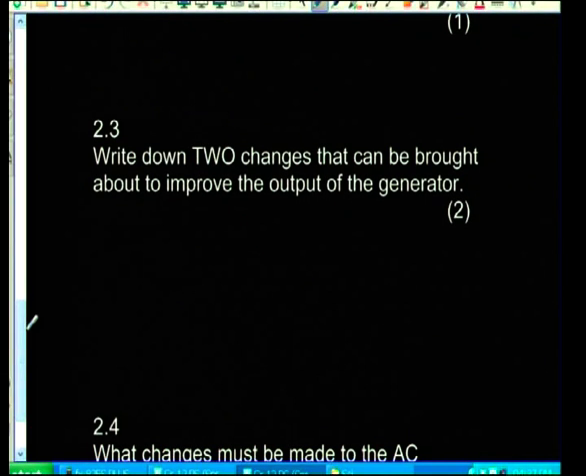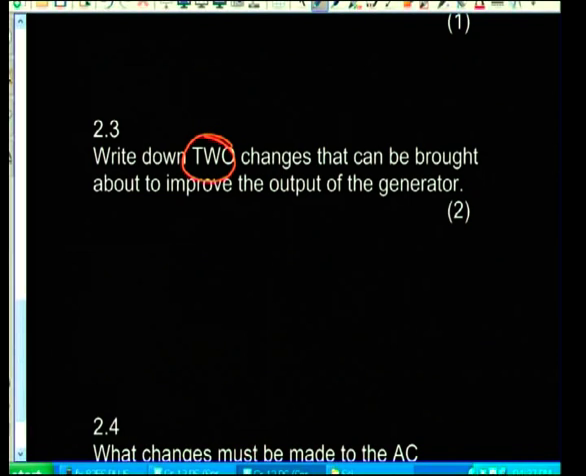Okay, next. Write down 2 changes. 2, like I said to you before, don't go write down 400. 2 changes that can be brought about to improve the output, increase the EMF. That's what they're asking. Think about what we did in the last question to increase the efficiency. We increased the number of turns in the coil. Surely that's going to make a difference?